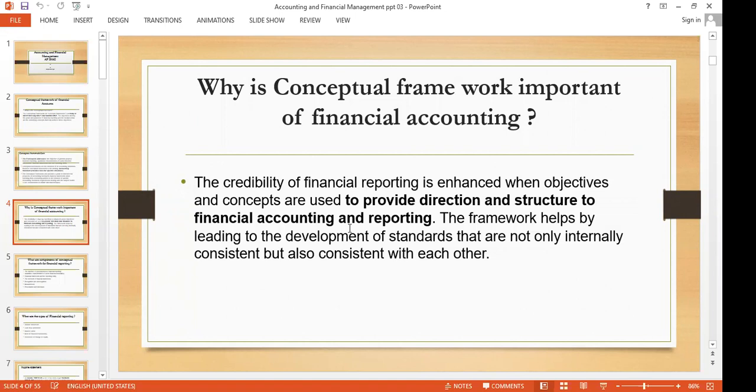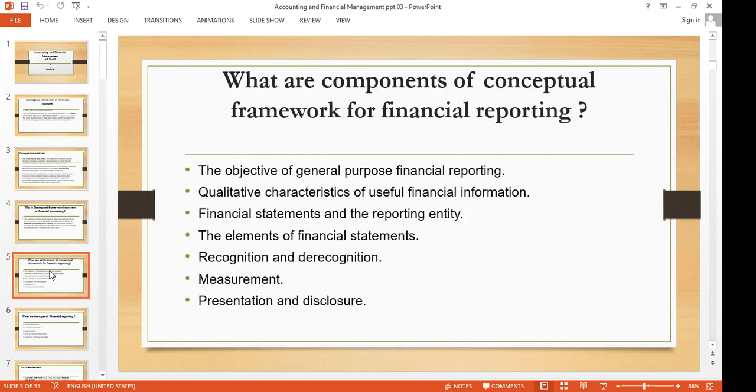The conceptual framework helps by leading to the development of standards that are not only internally consistent, but also consistent with each other. We can prepare a very standard financial statement by going through the directions and structures and using standards. This is the framework we use for preparing financial statements and financial accounting. What are the components of the conceptual framework for financial reporting? The objectives of general purpose financial reporting. I told you the objective in the conceptual framework is the general purpose of financial reporting. Qualitative characteristics of useful financial information.